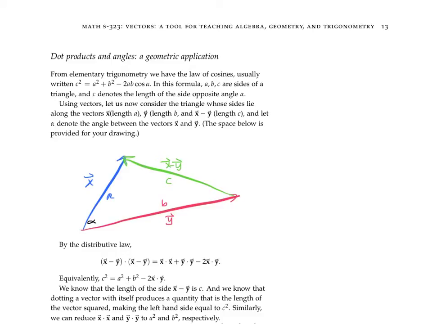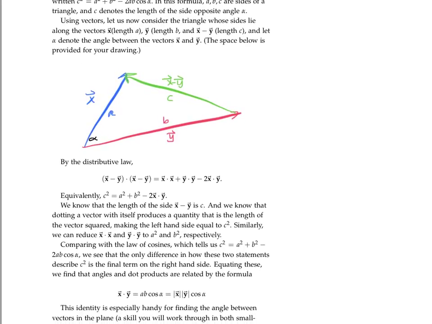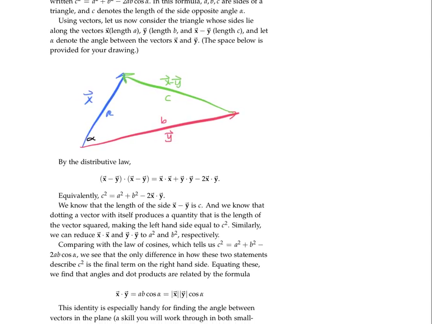Well, let's compare that to the law of cosines. Let's scroll down a little bit. The law of cosines says that the side length there, where we have c squared, is equal to a squared plus b squared minus 2ab cosine alpha. So lo and behold, if we equate these two, we say, hey, c squared is equal to a squared plus b squared minus 2 times x dot y. And c squared is equal to a squared plus b squared minus 2ab cosine alpha.